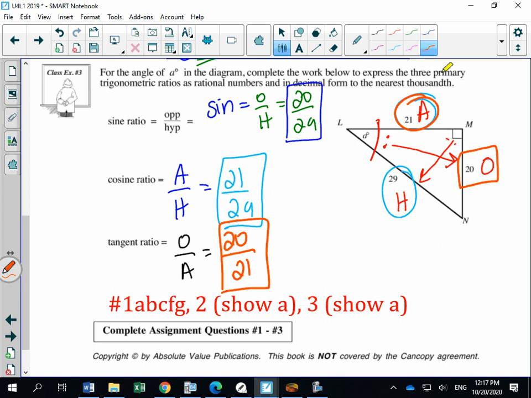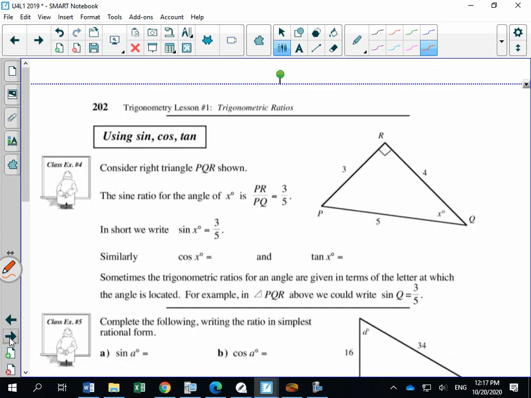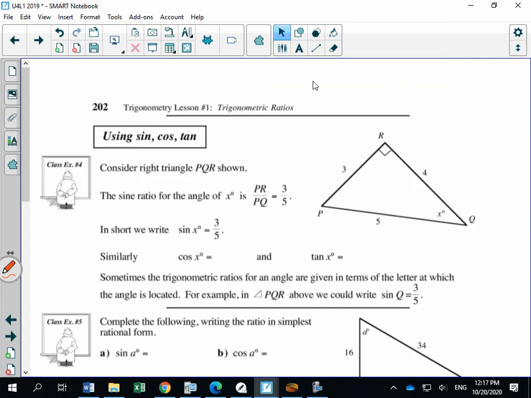We're going to just continue on, and then I'll give you your homework at the end. So flip to class example 4. Consider the right triangle PQR shown. They give me triangle PQR, and there's my given angle. First thing you need to do, give your given angle a set of eyeballs. Right now, give that guy a set of eyeballs and label your triangle, because if you can't label, you won't be able to do any of this.